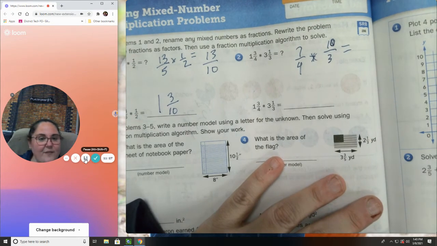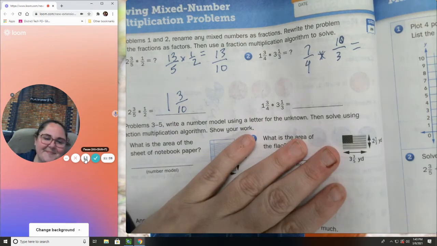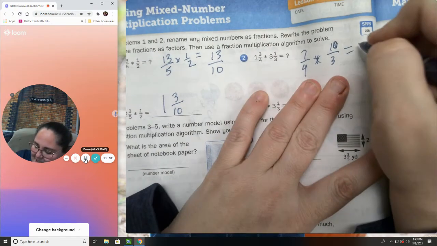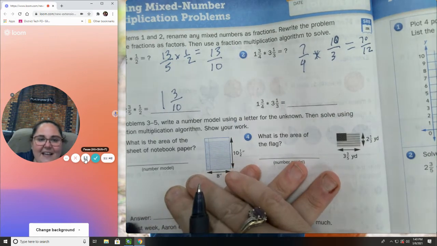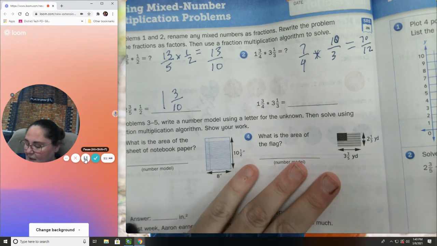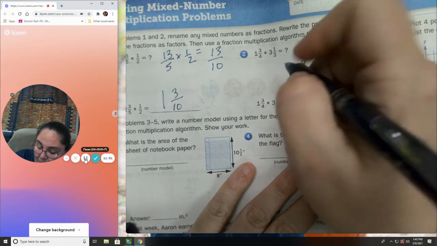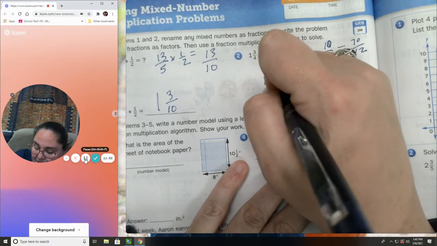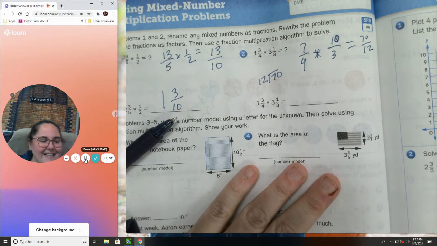What is 7/4 times 10 thirds? You can keep it as an improper fraction for now. All right, so your answer should have been 70/12. 7 times 10 is 70. 4 times 3 is 12. Now you need to rename this. It will be a mixed number, so I want you to go ahead and divide. 70 divided by 12. What is your mixed number?